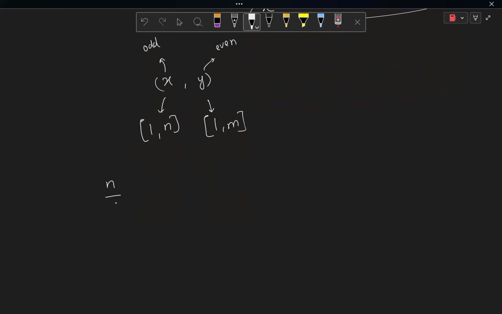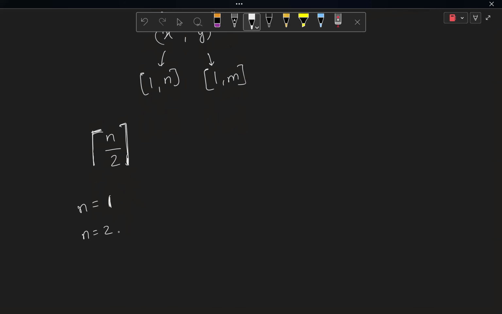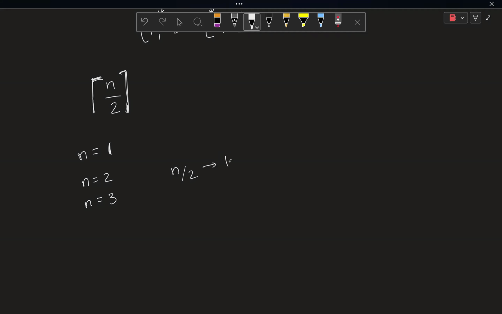You will see that it is nothing but n by 2 rounded up. It is a very simple thing. It is just like school level mathematics. You can figure this out yourself also. Just imagine if n was equal to 1, just one natural number. How many odd numbers are there? There is only one. In the first two natural numbers, there is only one odd number. In the first three natural numbers, there are two odd numbers, which is nothing but n by 2. If you see n by 2 for n equal to 3, it will give you 1.5, and if you round it up, it will become 2.